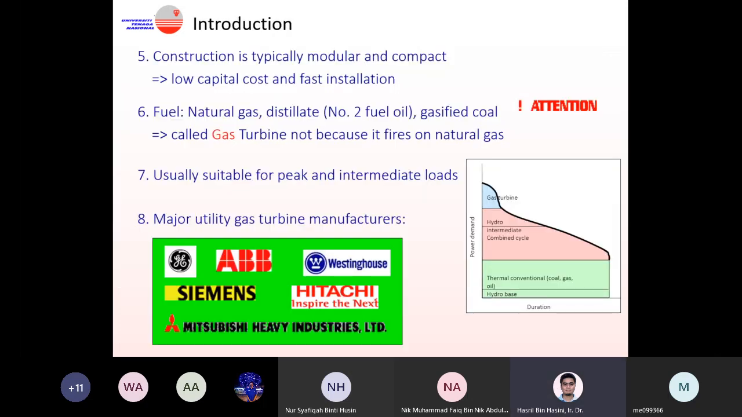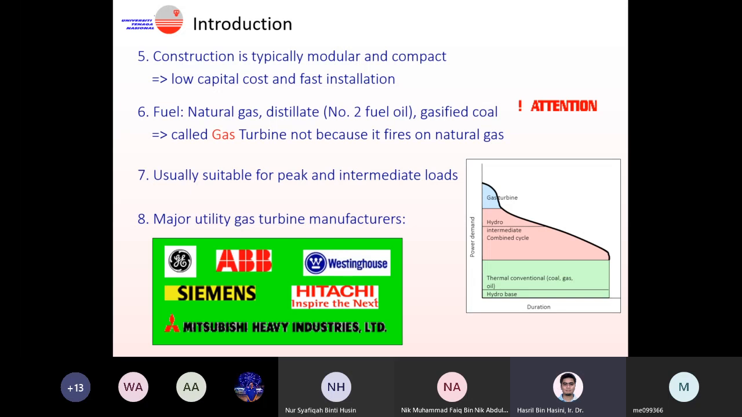For the gas turbine, the construction itself is typically compact and also modular. Usually it is much smaller compared to the steam turbine. And you don't require that many auxiliary systems to support the operation of a gas turbine. Remember, in the steam turbine, there are many subsystems required to support its operation. Because of that, the capital cost of the gas turbine is relatively low compared to the installation of a steam turbine.